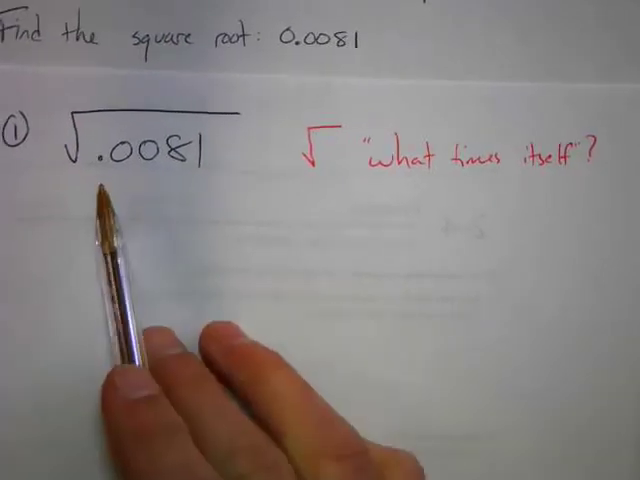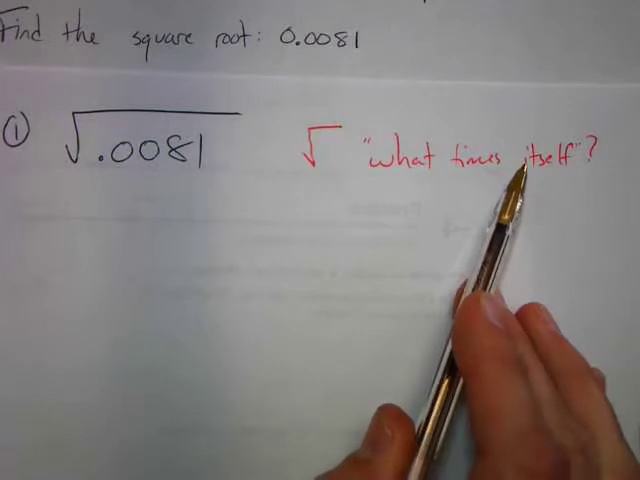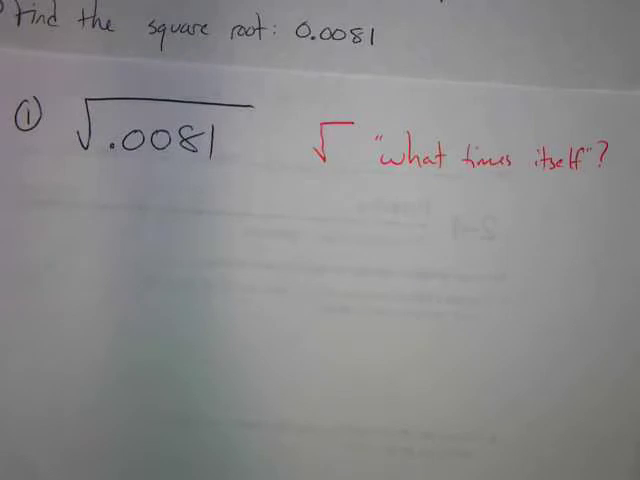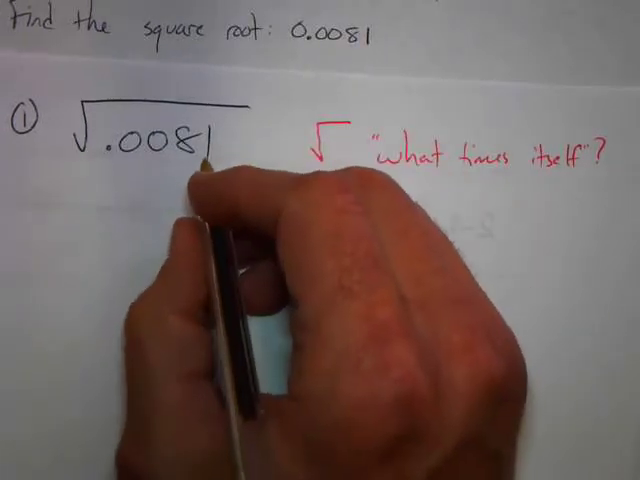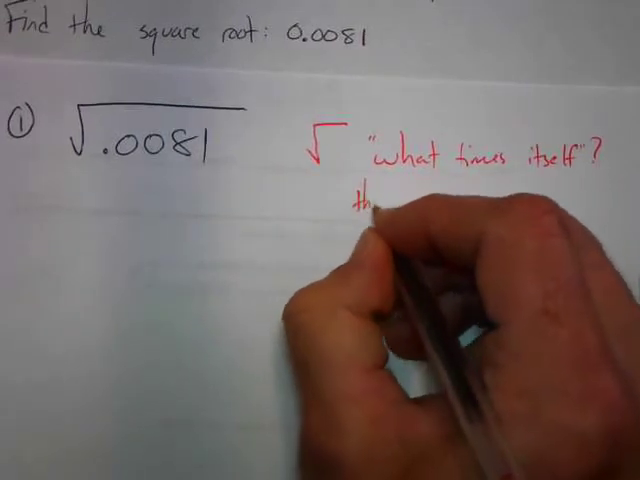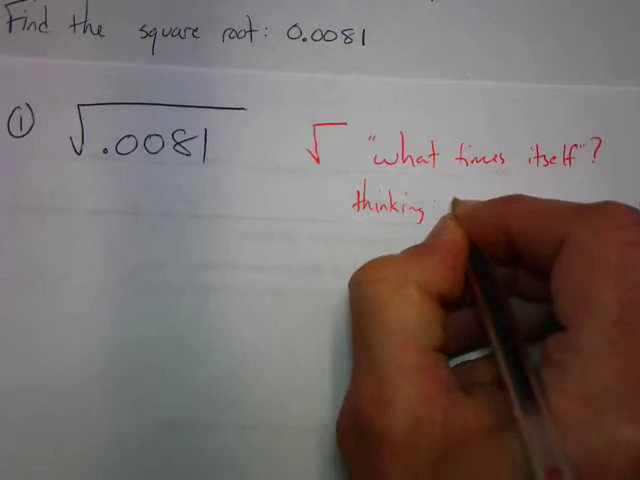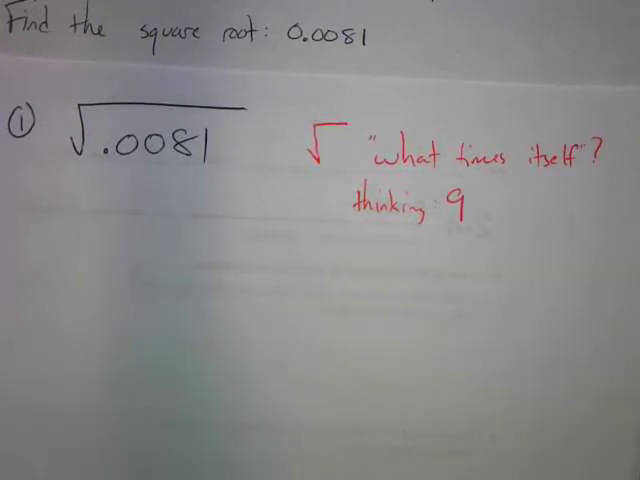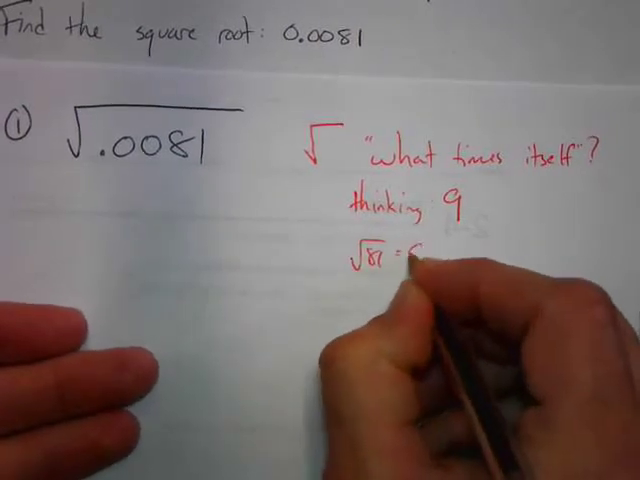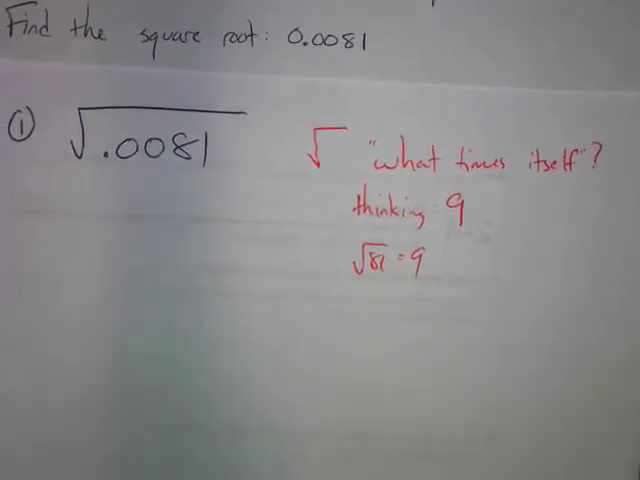So we have the square root of 0.0081. Basically, you're asking what times itself gives you 0.0081. You focus on the 81, and you're thinking, well, I know the square root of 81 happens to be 9. But that's not correct because 9 squared is 81. The square root of 81 is 9, not the square root of 0.0081. So you have to start thinking about decimal places, and you have to be careful with them.